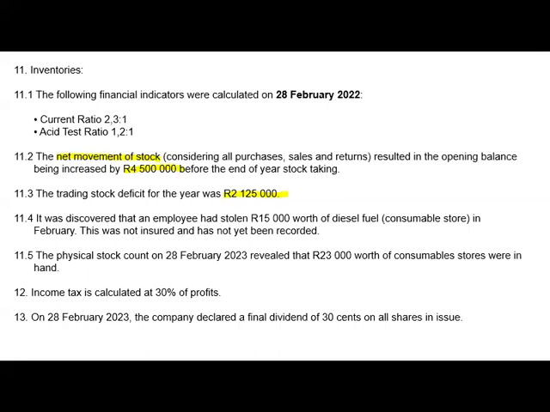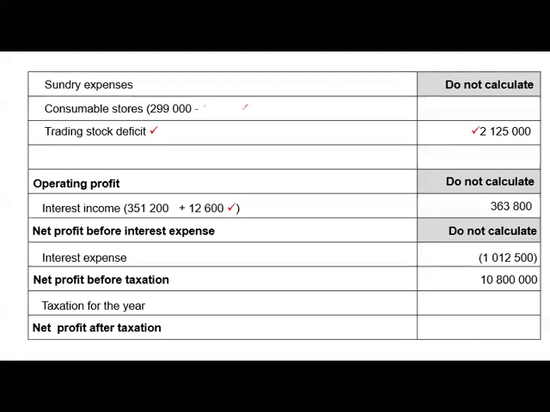It was discovered that an employee had stolen 15,000 worth of diesel, which is consumable stores, in February. This was not insured. The fact that it was not insured, guys, I take it as a loss. Straight under operating expenses, you put it as loss due to theft. Don't even waste your time. Look at what they did: you first subtract from your consumable stores, and then you put it as a loss due to theft.